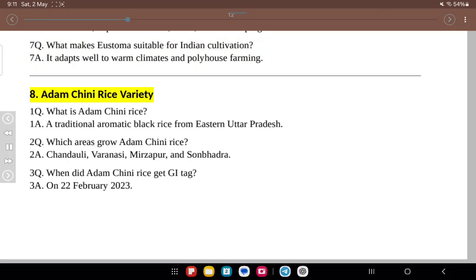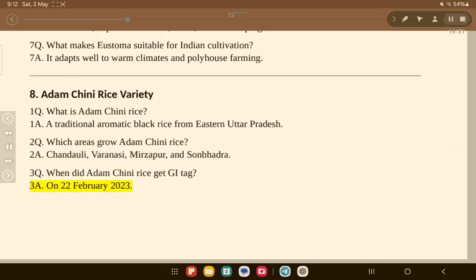8. Adam Chini rice variety. 1Q. What is Adam Chini rice? 1A. A traditional aromatic black rice from eastern Uttar Pradesh. 2Q. Which areas grow Adam Chini rice? 2A. Chandauli, Varanasi, Mirzapur, and Sonbhadra. 3Q. When did Adam Chini rice get GI tag? 3A. On the 22nd of February 2023.